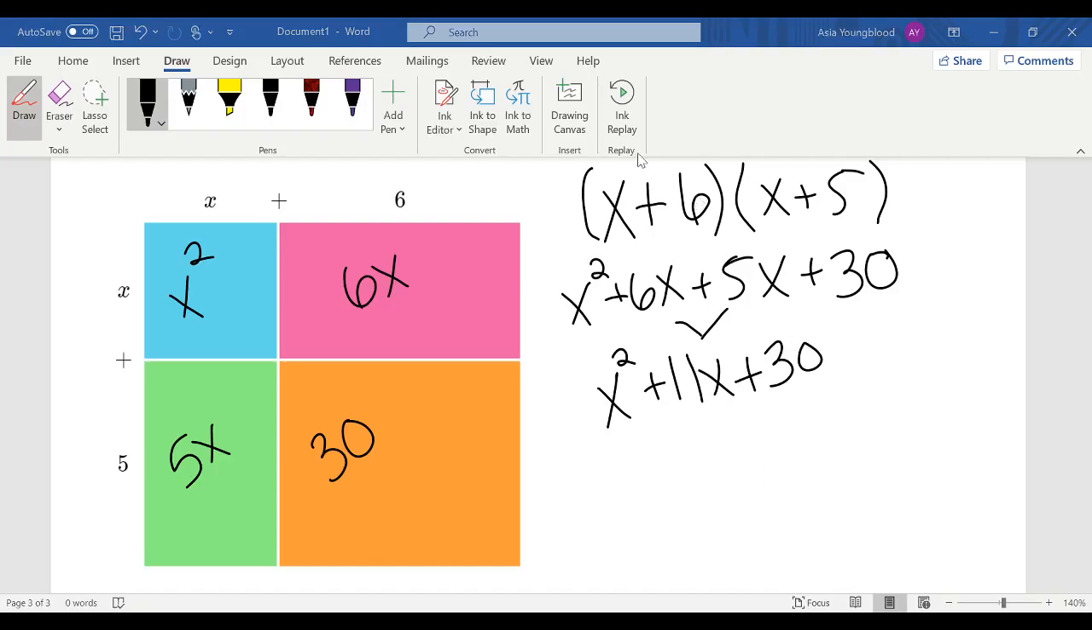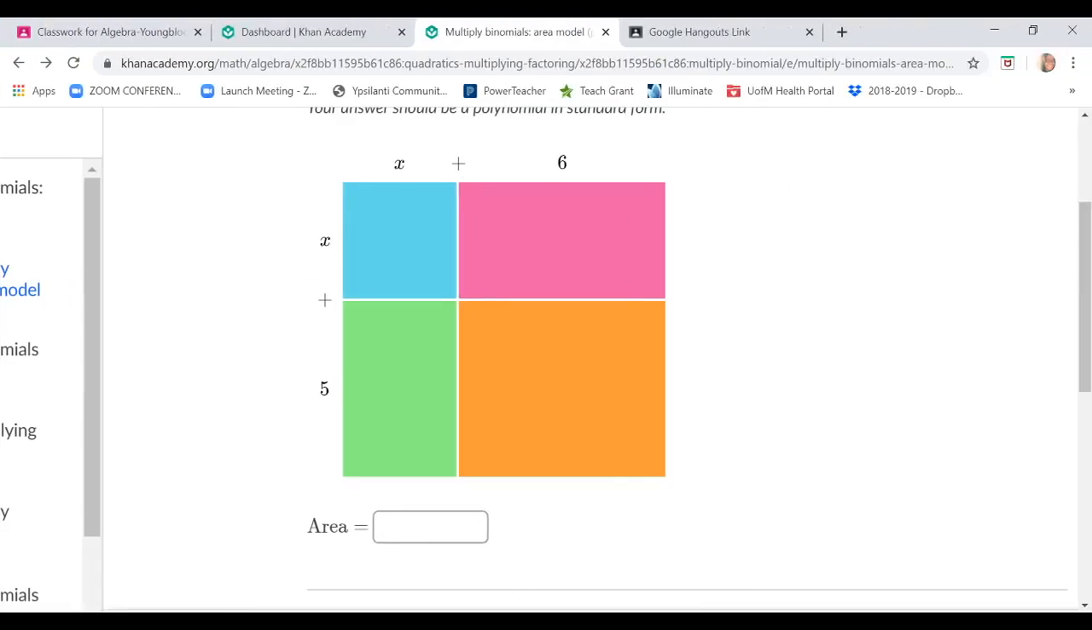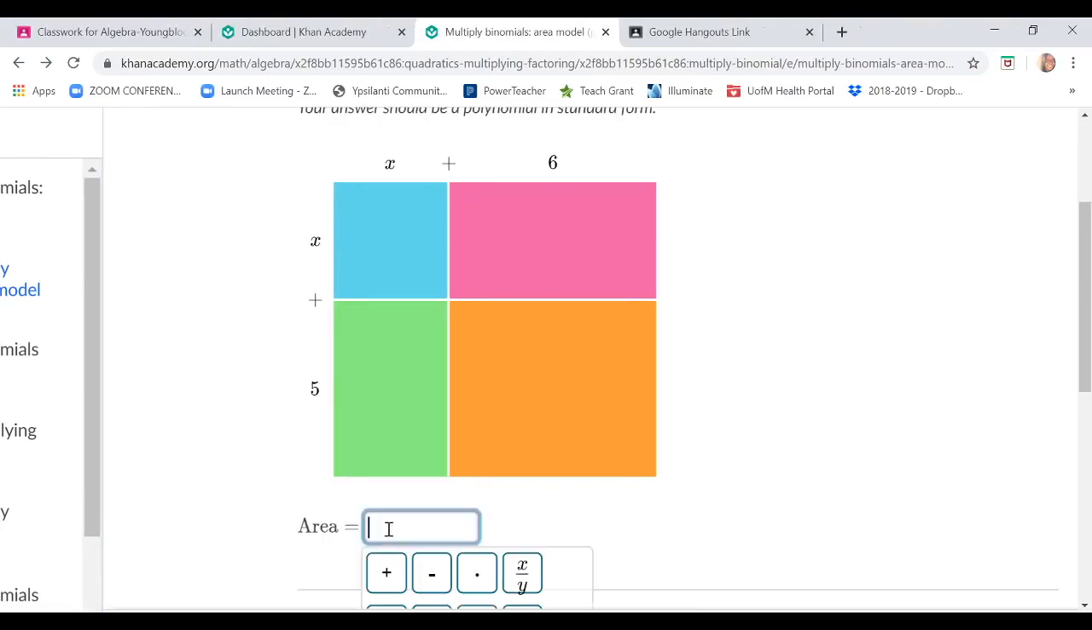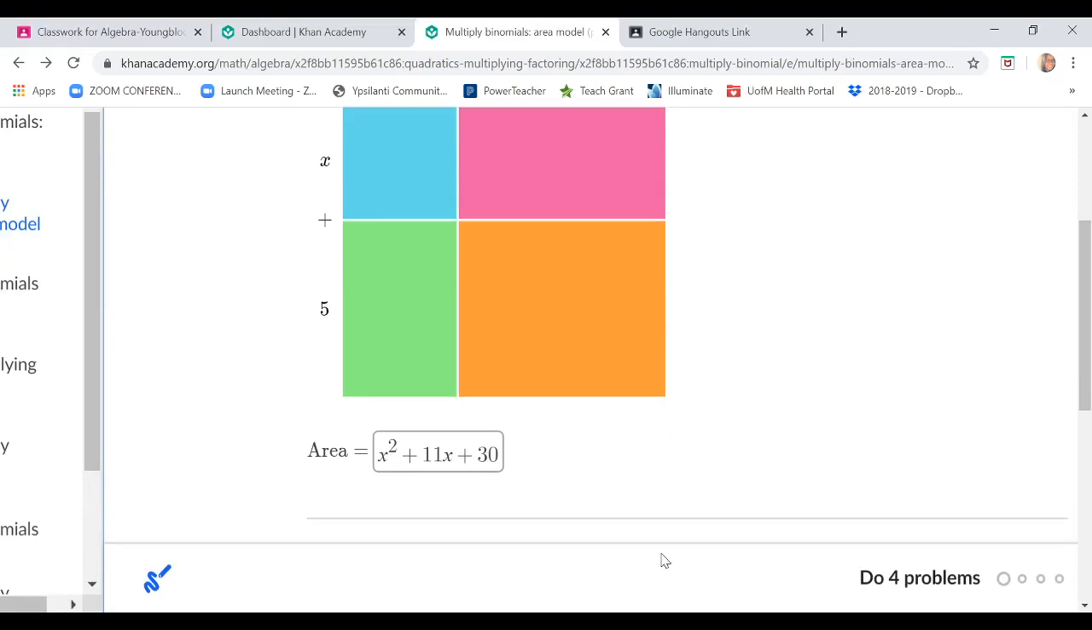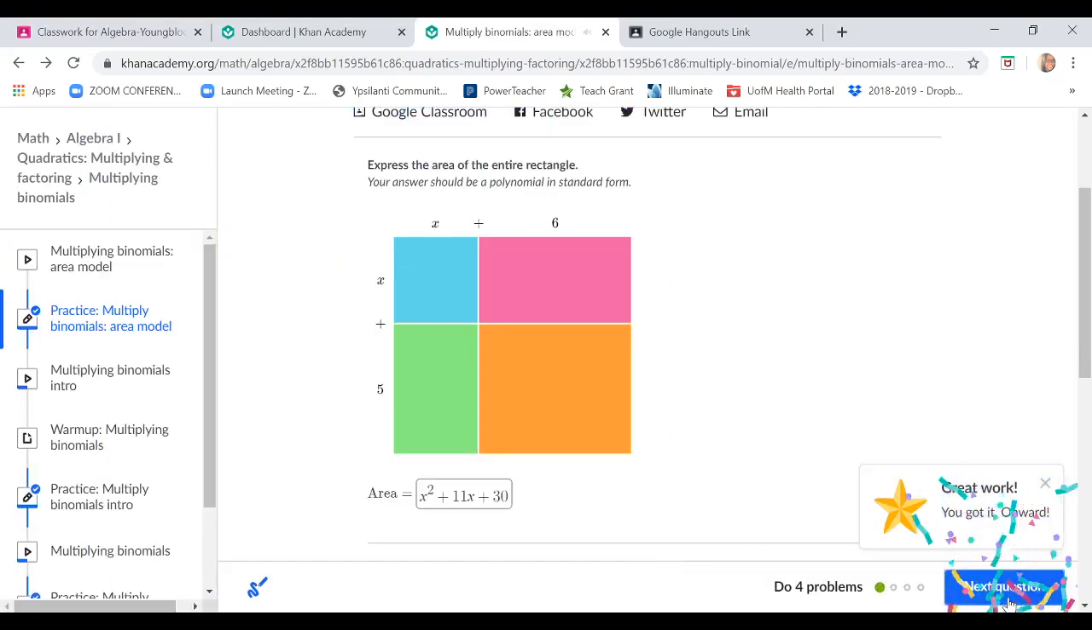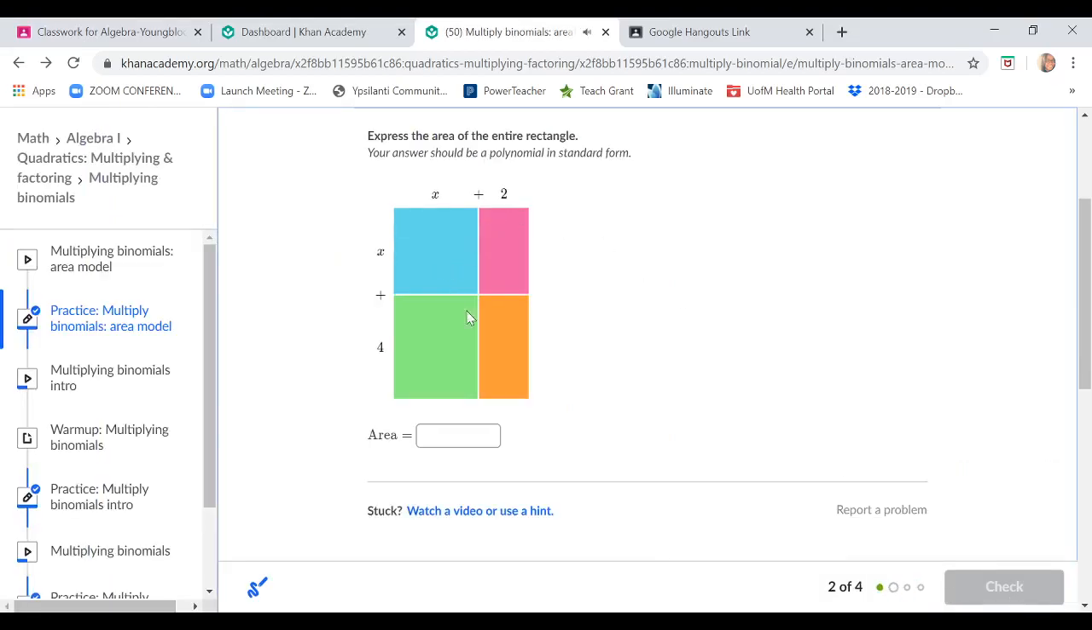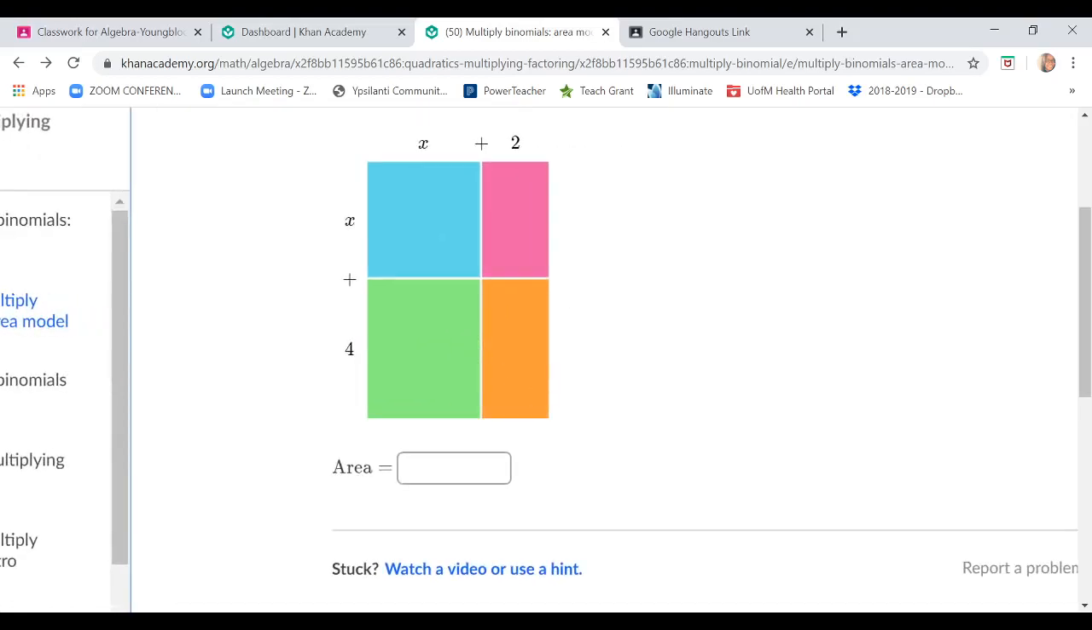So let's switch back to Khan Academy and type that in. So we said we had x squared plus 11x plus 30 for that answer. Our next problem is very similar, so give me a moment while I paste that into our sketchpad.